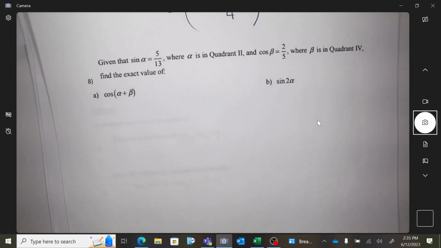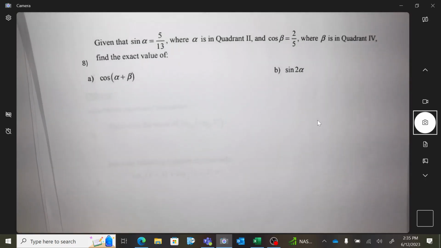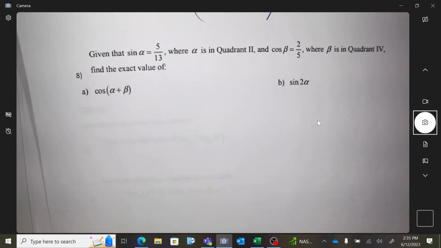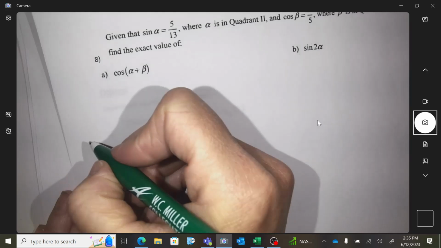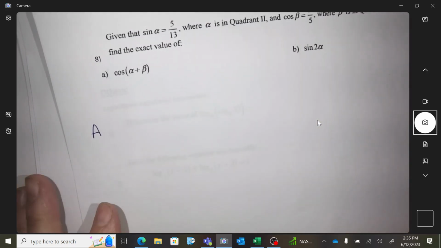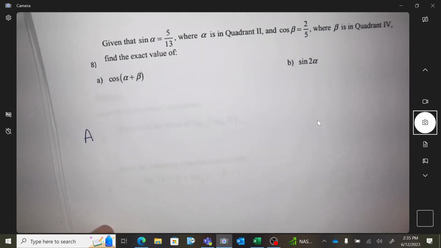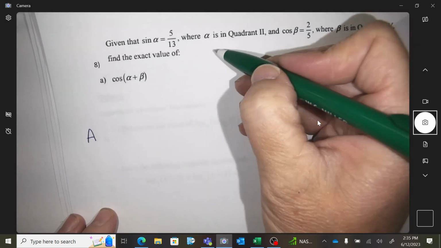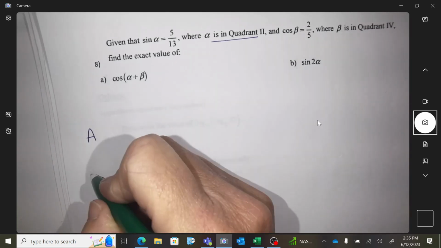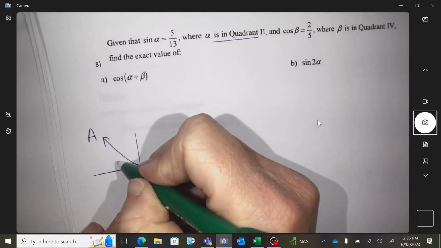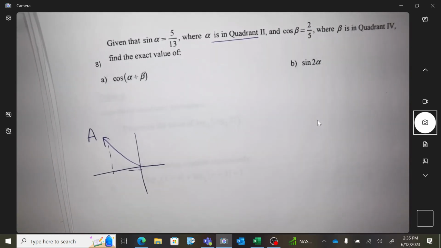All right, let's do some background work here. So I'm going to do A. What do I know about A? Angle A, 5 over 13. Oh, look at this. This is nice. It told me it's in quadrant 2. So I'm going to just draw angle A in quadrant 2.